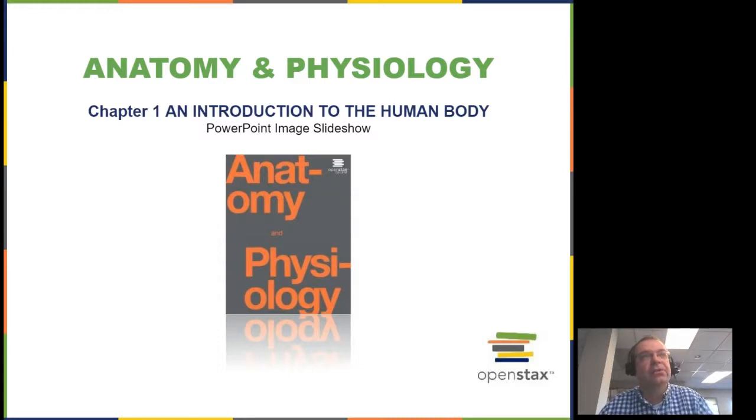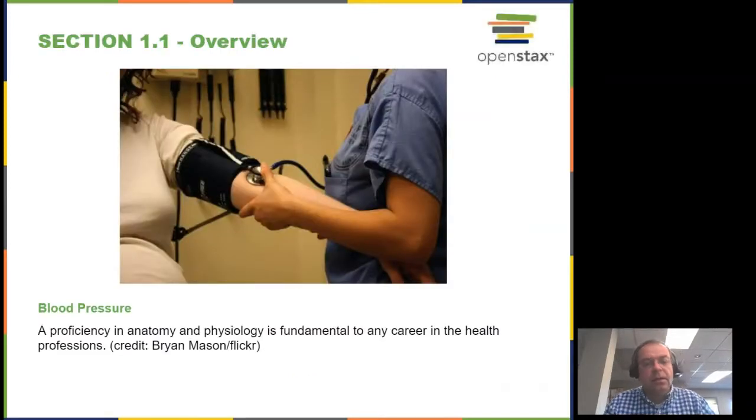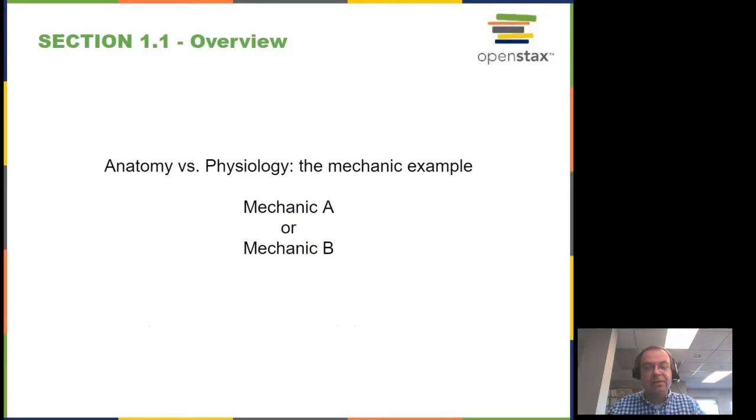All right, so let's get started here. As far as anatomy and physiology goes, you have to have a good idea of what anatomy is and what physiology is in order to be a clinician, in order to be a good clinician, in order to have any kind of career in the health professions. So, what's the difference between anatomy and physiology?